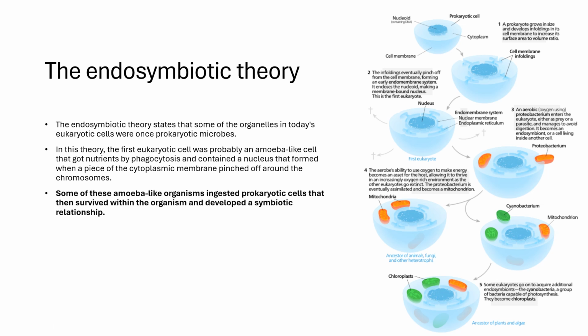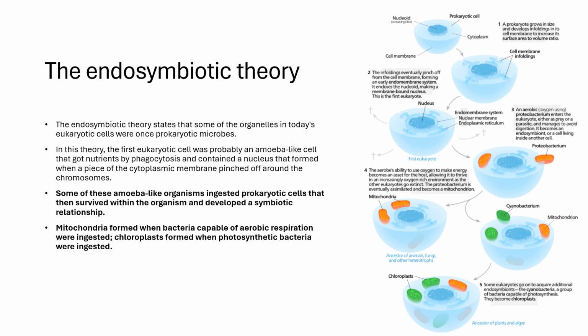Some of these amoeba-like organisms ingested prokaryotic cells that then survived within the organism and developed a symbiotic relationship. So this is what we just stated, that some prokaryotic cells might have been engulfed by the earlier eukaryotic cell. It was not eukaryotic, it was something like an amoeba-like cell, but more precisely it was related to the archaea group, and some of them might have engulfed these prokaryotes and organelles would have been formed. These prokaryotic cells later on became organelles inside the eukaryotic cells.